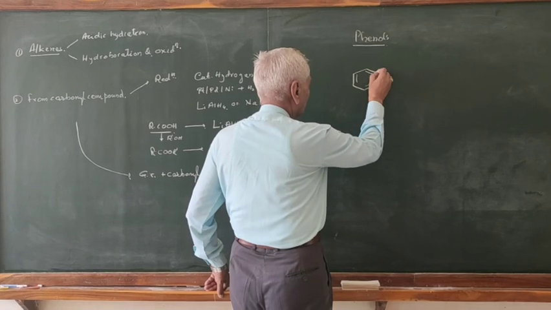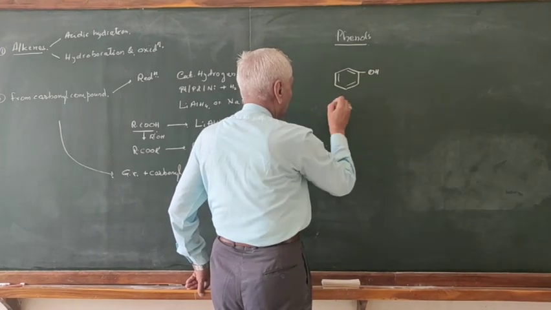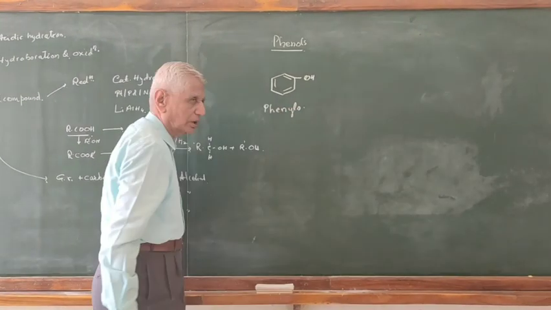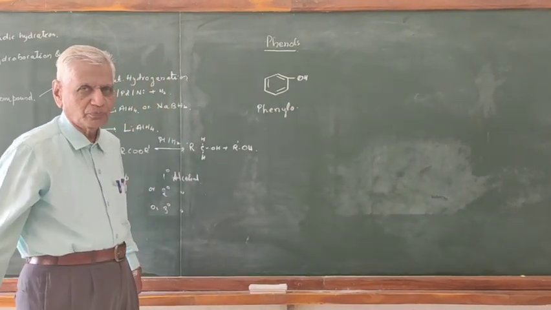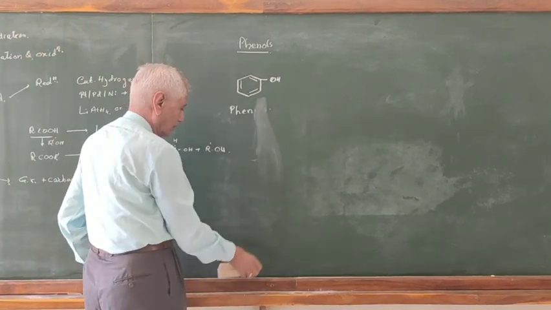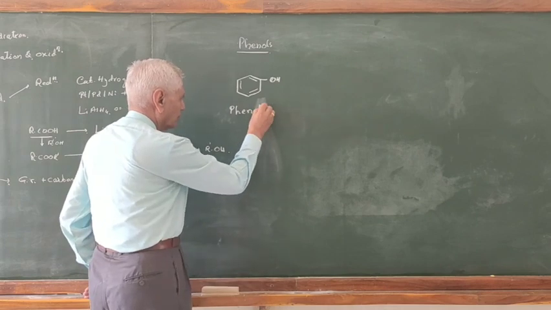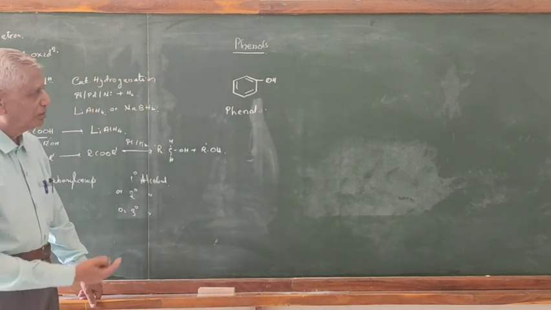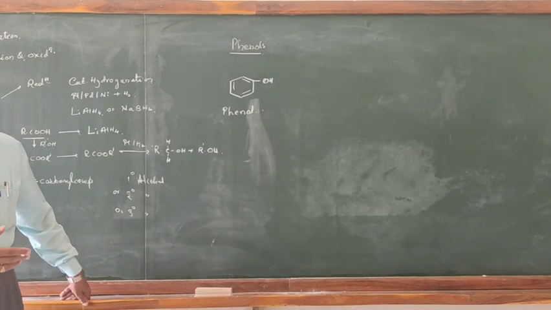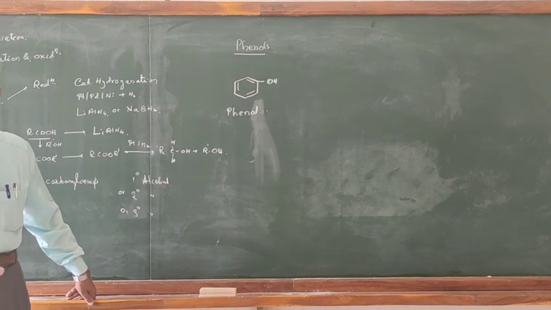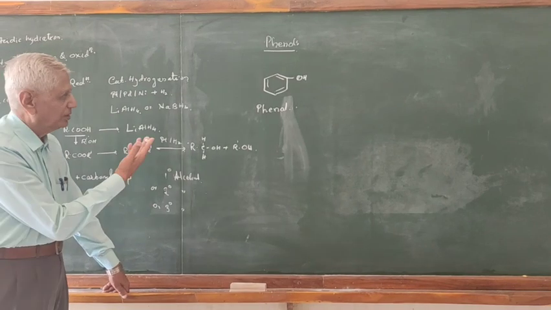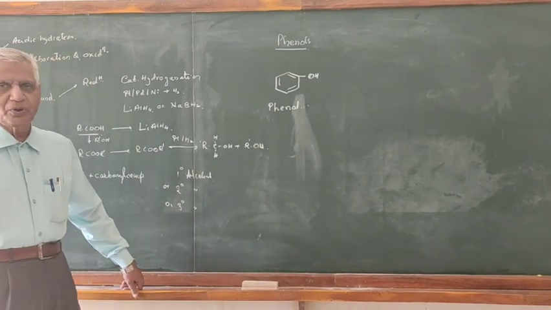Phenol. In the IUPAC system, this is called phenol only. Or you can call it benzenol also. Or phenol. It's a phenol. Now this phenol is an important compound which is used in the preparation of many polymers, many drugs, etc. Therefore, this is an important compound.